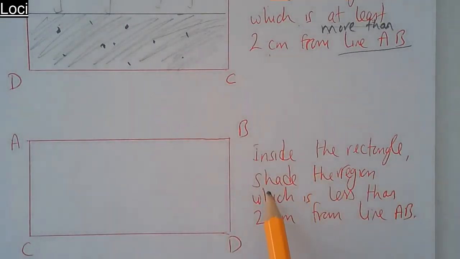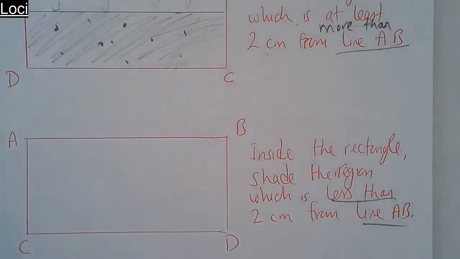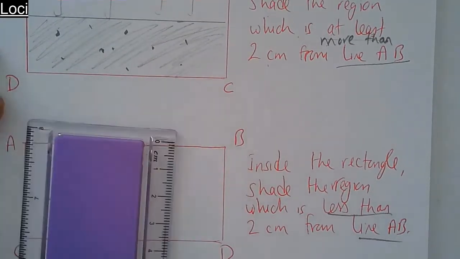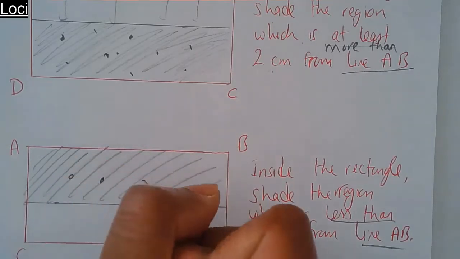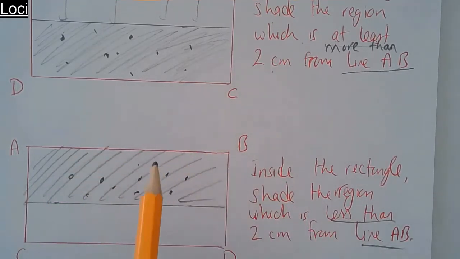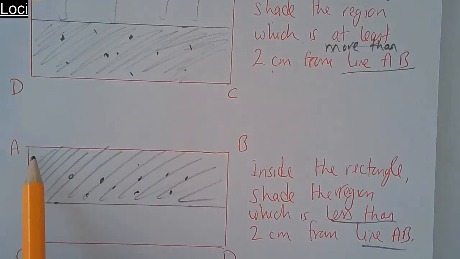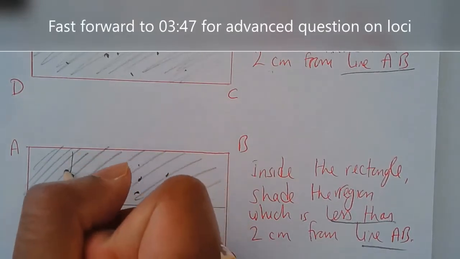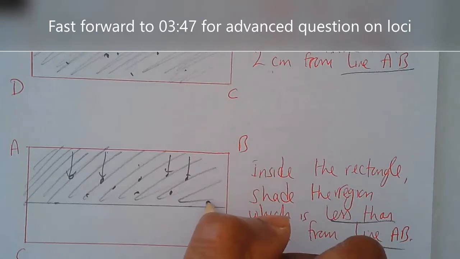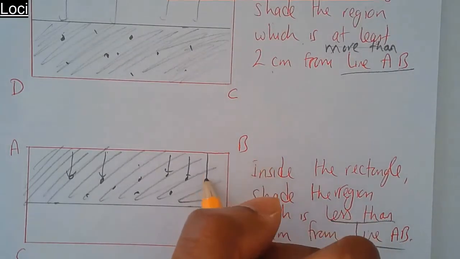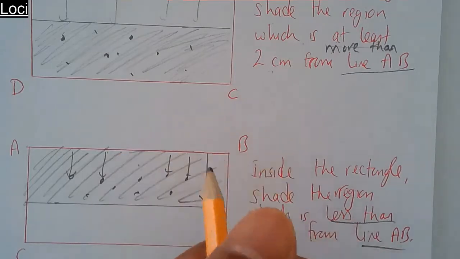Inside the rectangle, shade the region which is less than 2 centimeters from line AB. Again, 2 centimeters. Less than. So if anything was here, all of these dots are less than 2 centimeters from line AB. Look, that's less than 2 centimeters away, less than 2 centimeters away, and so on. Even this one here, almost touching the line, this is less than 2 centimeters from line AB.